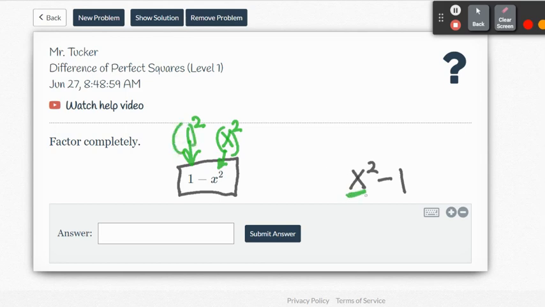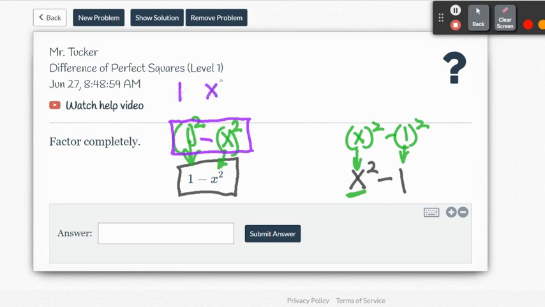And over in this problem, it would just be reverse order. This would be a and the 1 would be b. So it would be x parentheses squared minus 1 parentheses squared. I'll do both of these problems because you'll see both variations throughout your math work. So this one, just getting used to it, once you identify the a and the b, you write a, b, 1 with a plus sign, 1 with a minus sign, and you're done.